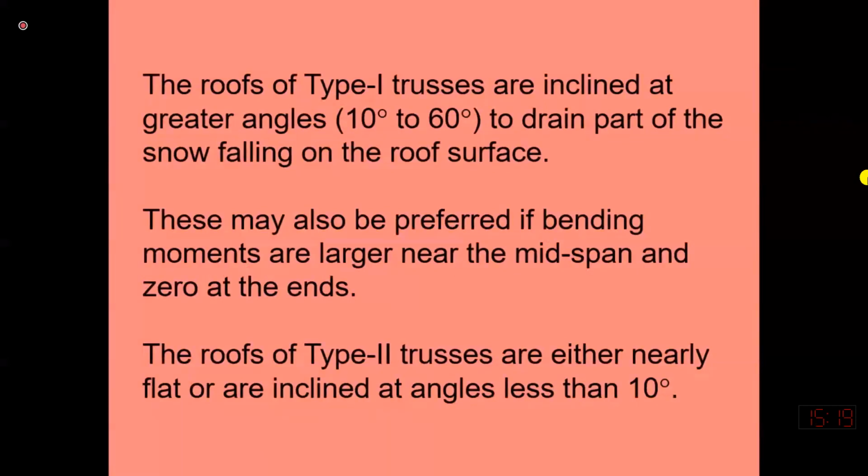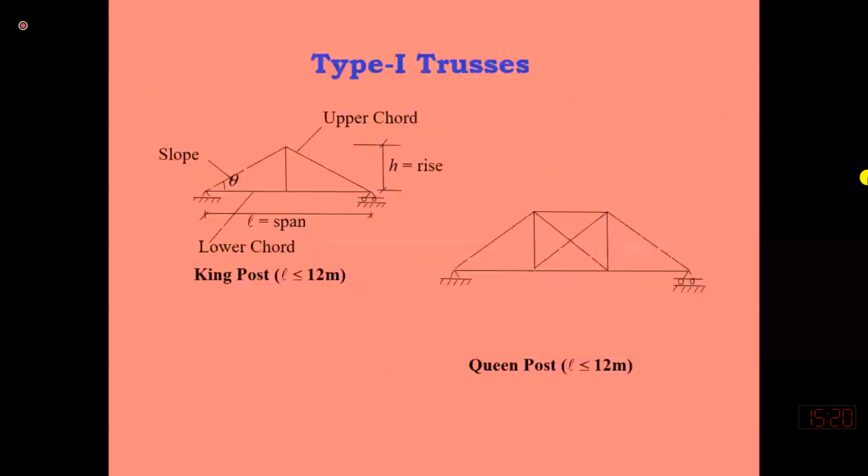In type 2, the angle is less than 10 degrees, so mostly they are flat trusses. Why are we still using the 10-degree angle? Because we want to drain the water from the top surface. These are used in hot environments or in our rural areas, maybe in cities. So this is a simple truss.